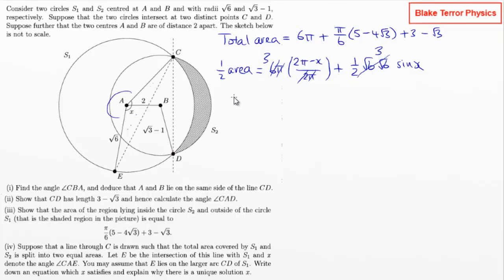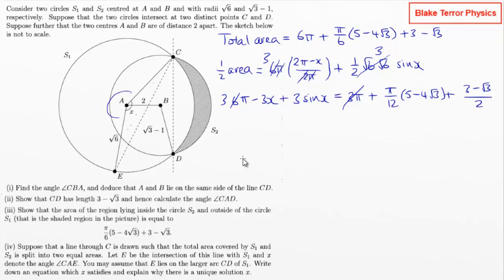So we're saying that 6 pi minus 3x plus 3 sine x, so that's what we got from that half area, has got to be half of the thing at the top. So 3 pi plus pi over 12, 5 minus 4 root 3, plus 3 minus root 3 over 2. So we've got all of that. I suppose we could trim that down a little bit, like we could get rid of that and make that a 3, but whatever. We've got an equation that x satisfies. And we have to explain why there's a unique solution for x here.